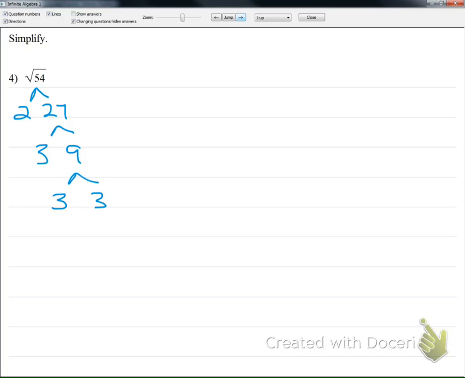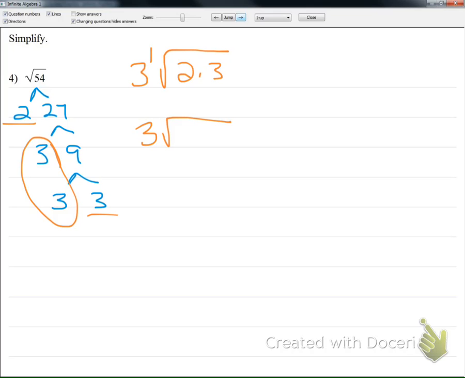Alright, now this might have been a little trickier for you getting your pairs. I only have one pair of 3s. So one pair of the number 3. What do I have left over? Well, a 2 and a 3, or 2 times 3. I guess I shouldn't have let you off on your own just right away. Give you an example of this type. Alright, 3 to the first is equal to 3. Square root of 2 times 3 is square root of 6. So that would be what your final answer is, 3 square root of 6.